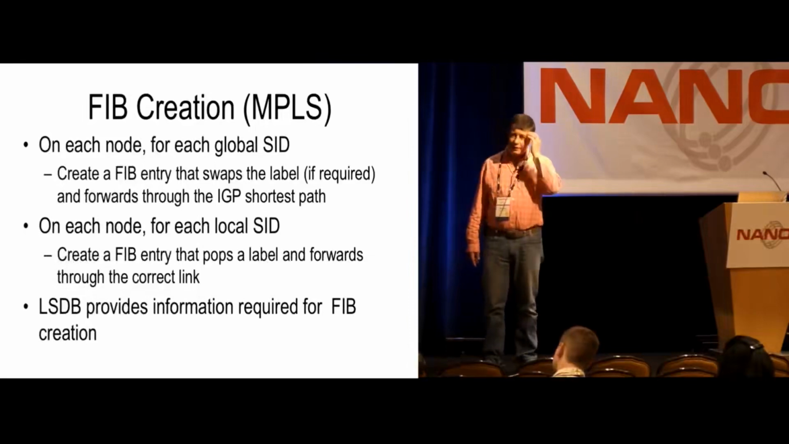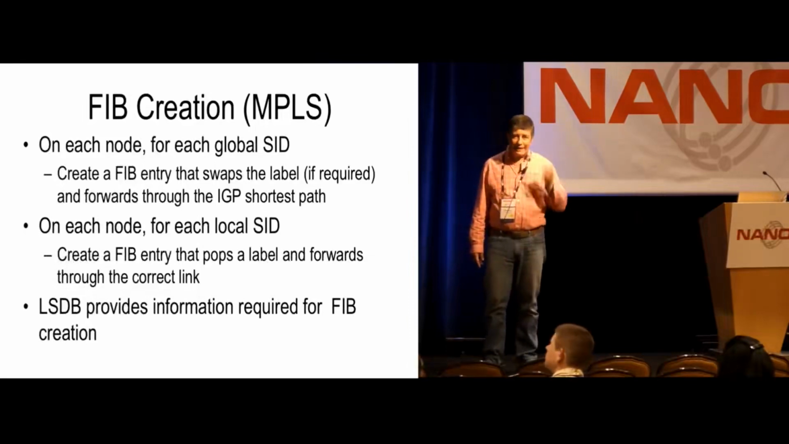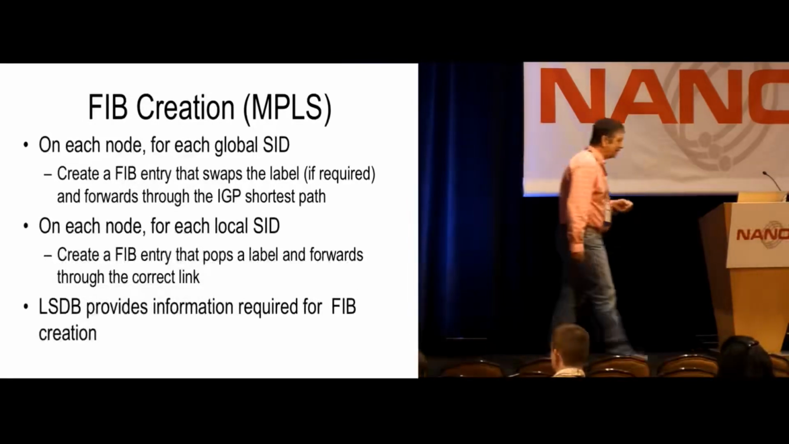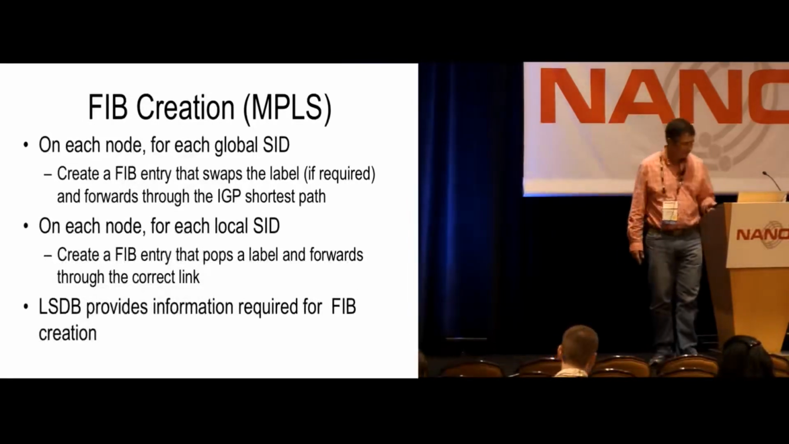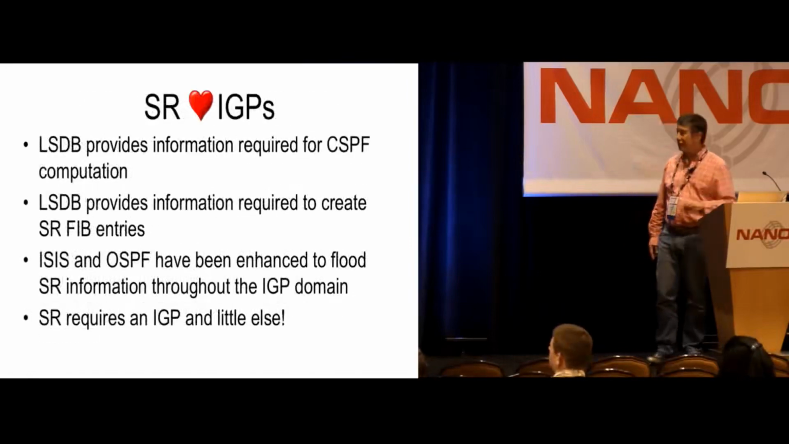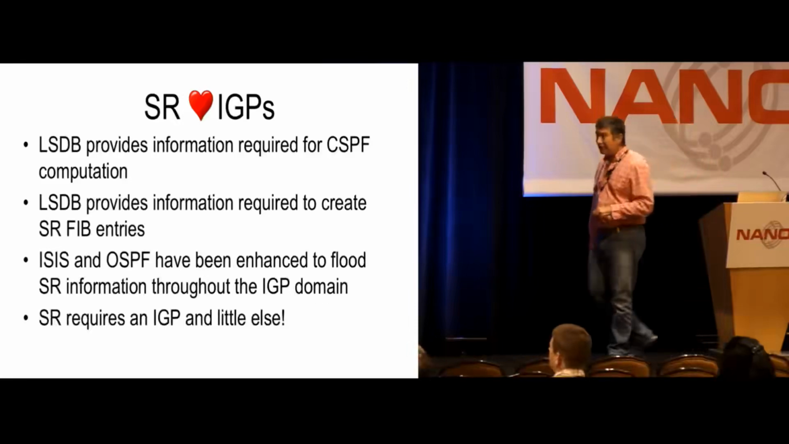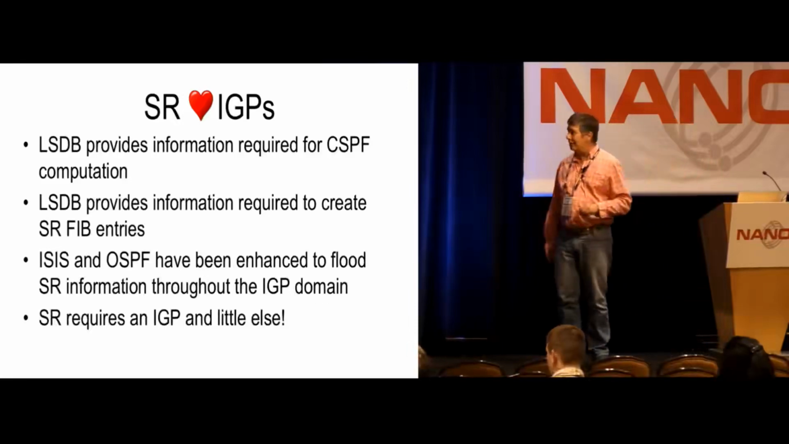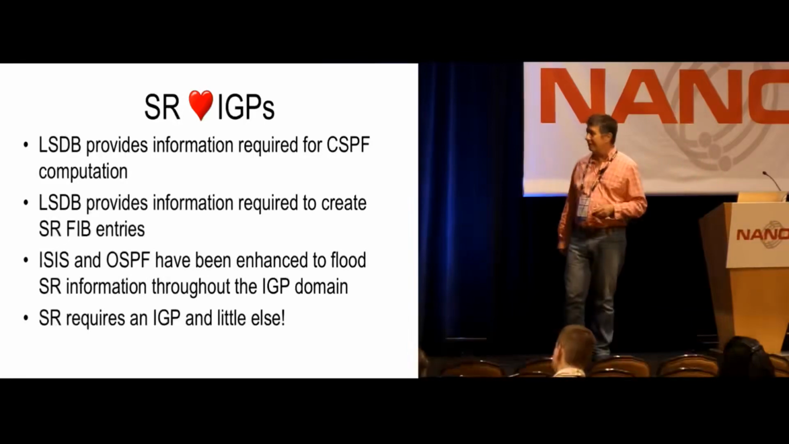Well, hey, let's think about this for a minute. Everything we need is in the LSDB. And here's the breakthrough. Segment routing loves IGPs. Everything you need to do your CSPF is in the IGP. Everything you need to create your FIB entries is in the IGP.